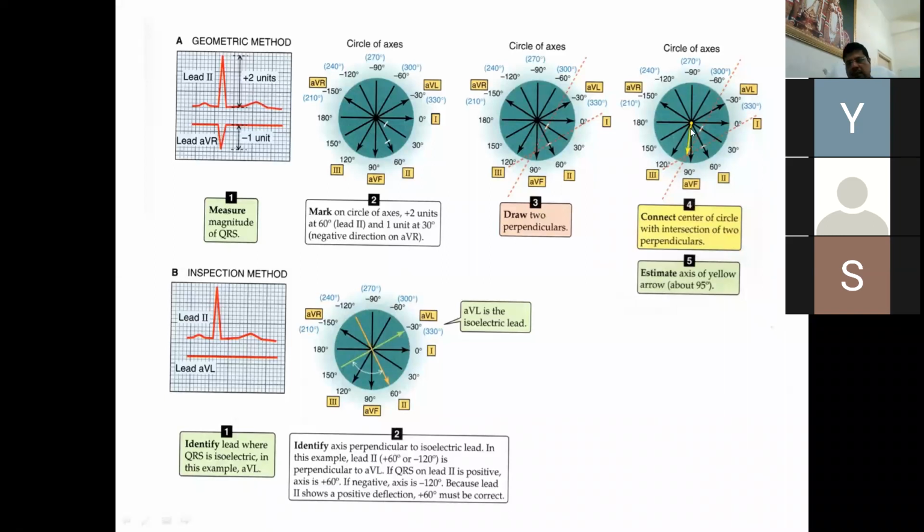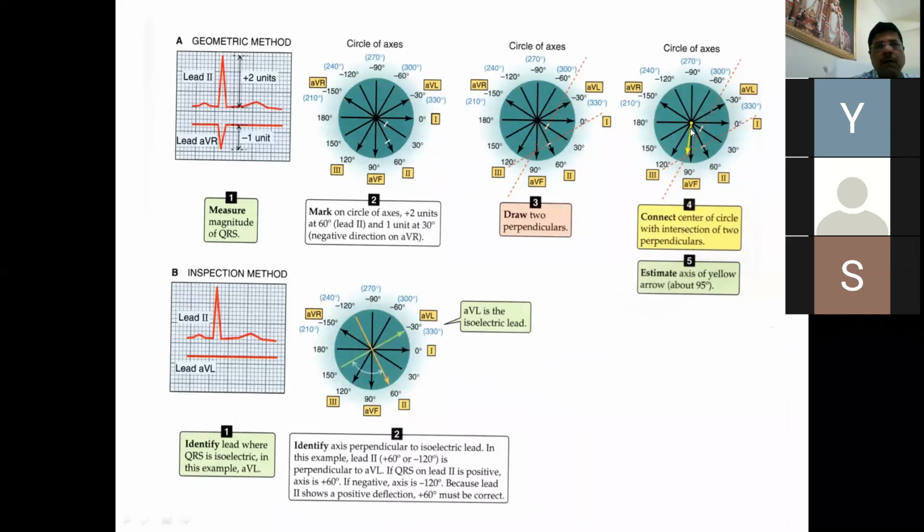In this example which I have given you, the yellow arrow represents the electrical axis of the heart, that is around 95 degrees. So is it normal? In the example I have given you, we have done the calculation of the geometric method of the electrical axis of the heart, and we got a value of plus 95 degrees. Is it normal? Anybody can come online, unmute themselves, and tell me if that plus 95 degrees is normal or not.